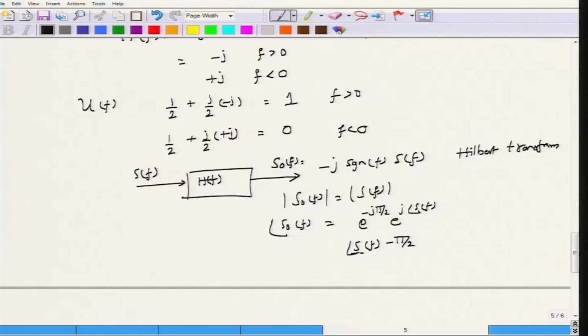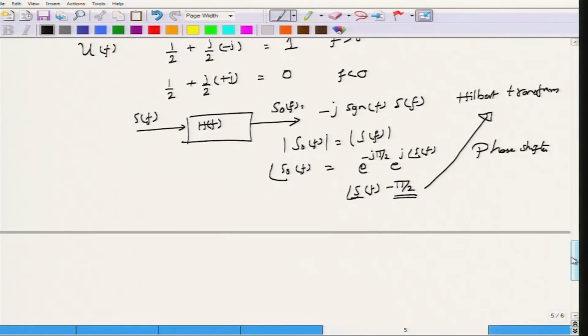When f is positive, you subtract pi by 2, and when f is negative, again you subtract pi by 2. So, all the frequency components of S of f, the phases of those frequency components, are getting delayed by pi by 2. This is the action of the Hilbert transformer. Sometimes that is why this is called a phase shifter as well, because it shifts all the frequency component phases by a value of pi by 2.